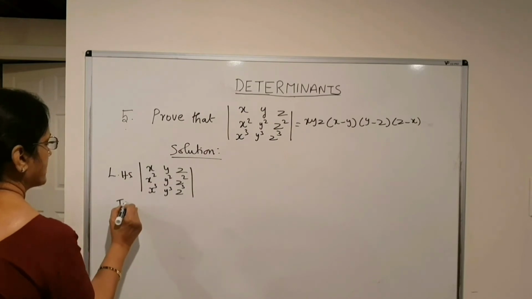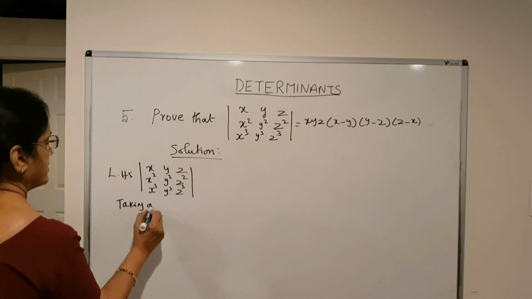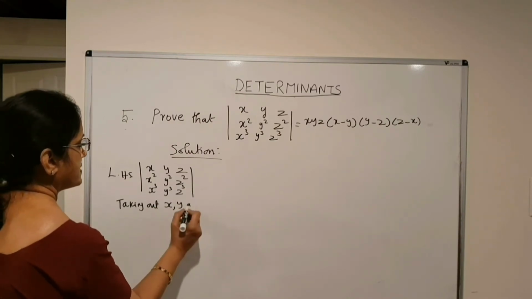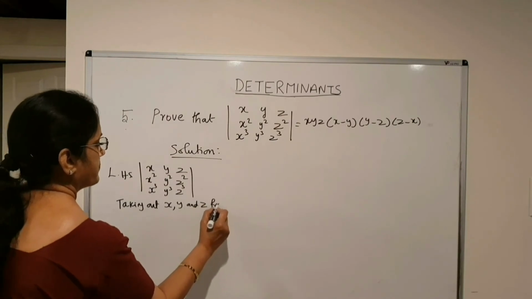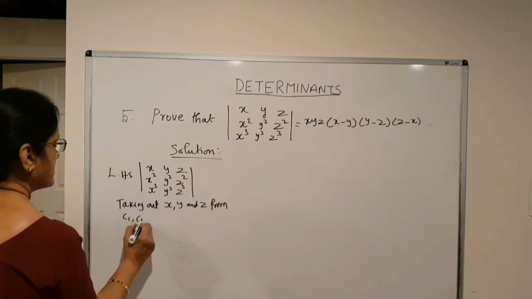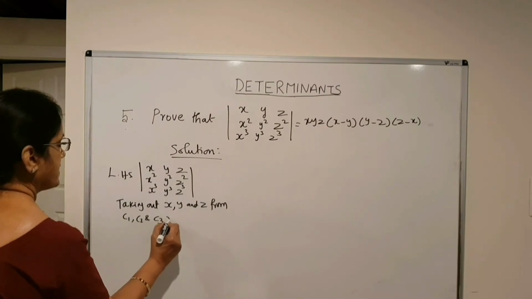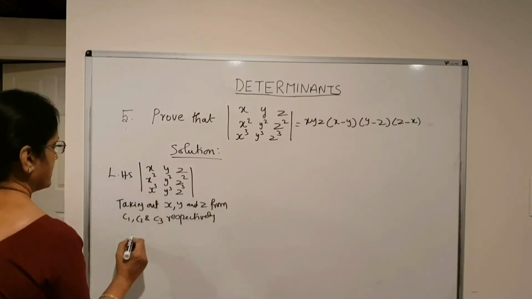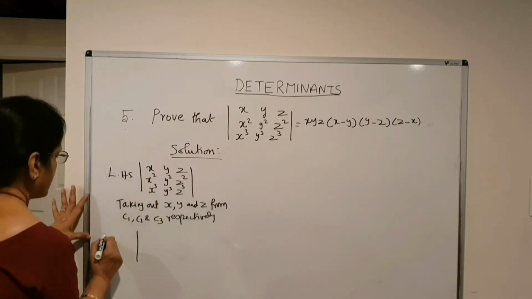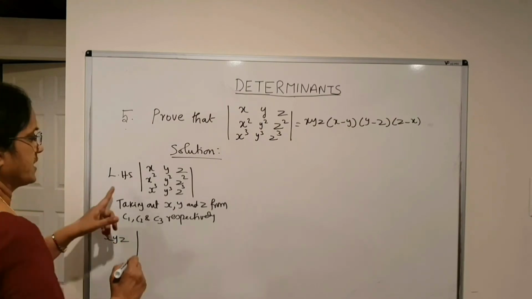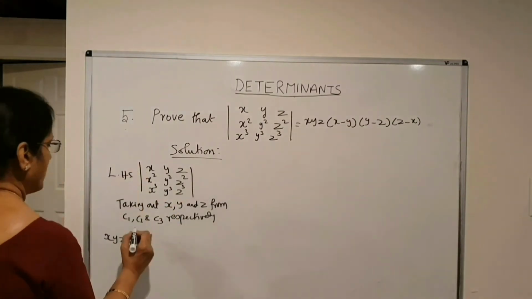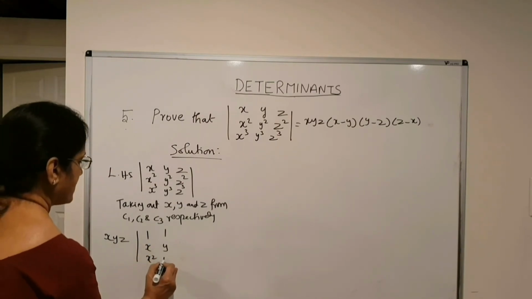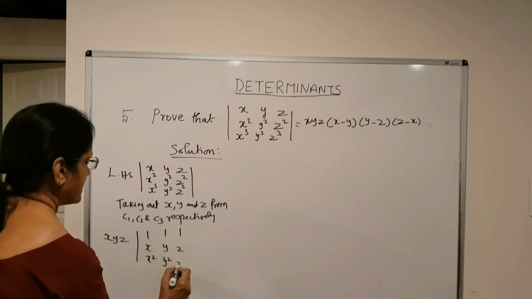So, taking out x, y and z from C1, C2 and C3 respectively. What do you get? This is equal to x, y, z. I am taking it from C1, C2 and C3. I will be left with 1, x, x square, 1, y, y square, 1, z, z square.